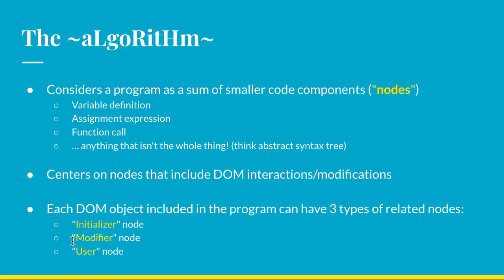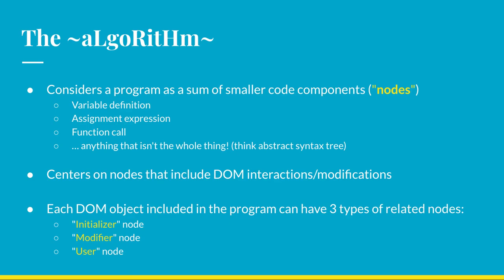Then each DOM object can also have a related modifier node or multiple modifier nodes. And that's any code that is changing the values of the DOM object. So if a function or some node updates the background color of the div, for example, as a user drags their mouse or scrolls the page, then that would be an example of a modifier node.